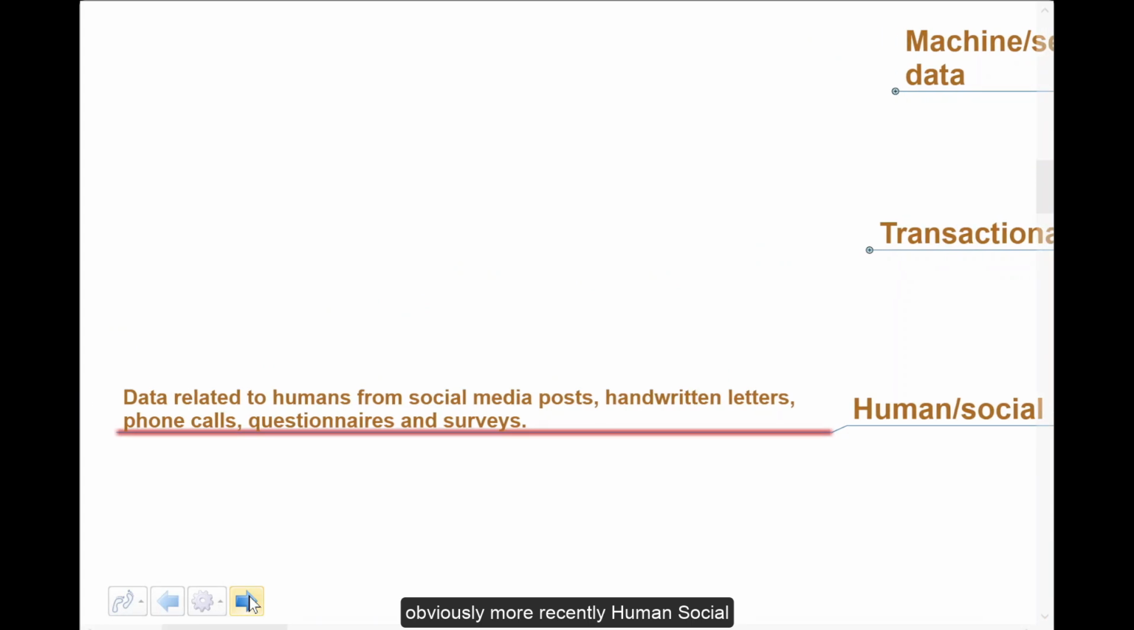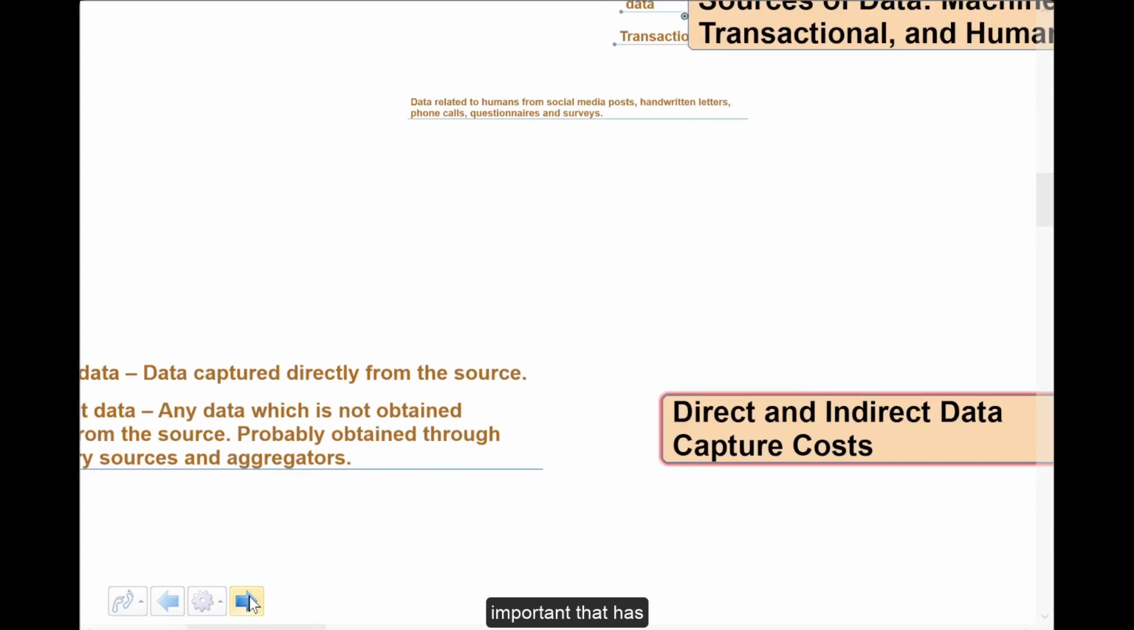Obviously, more recently, human social information, social media posts, even handwritten letters, phone calls, etc., everything derived from people, particularly in the area of social media. You and I both know how prevalent it is for businesses to use social media data analytics and information derived online, Facebook, Instagram, etc., to leverage competitive advantage and how important that has become.